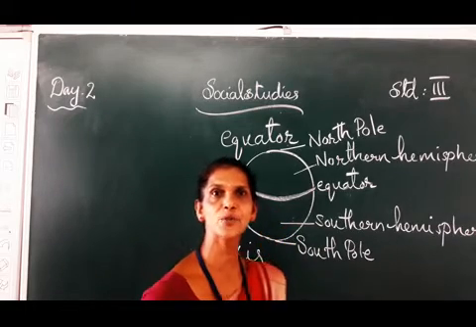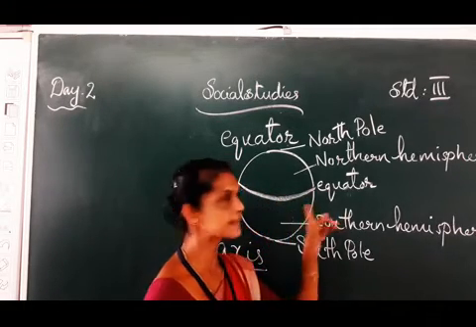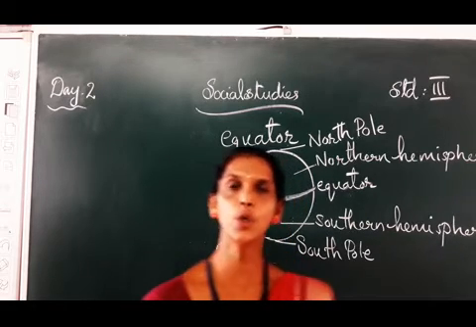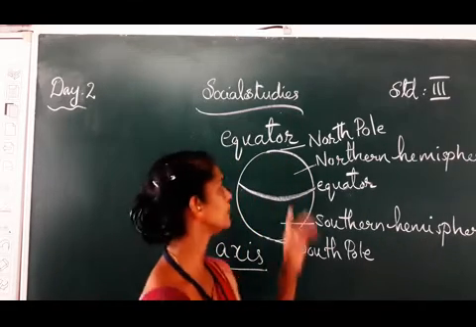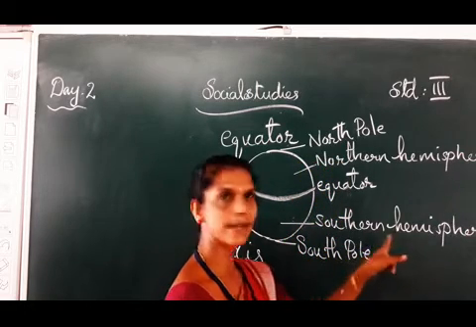What did we study today? There is a central line. See, this is the equator, and the equator divides the Earth into two halves. That is the northern hemisphere and the southern hemisphere.